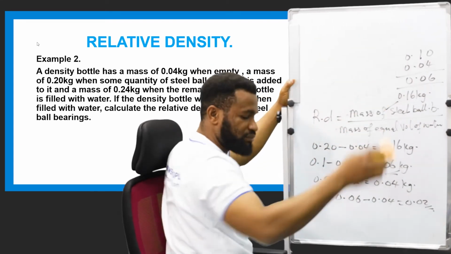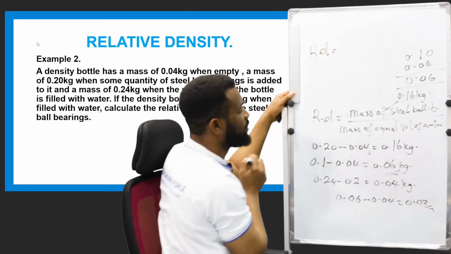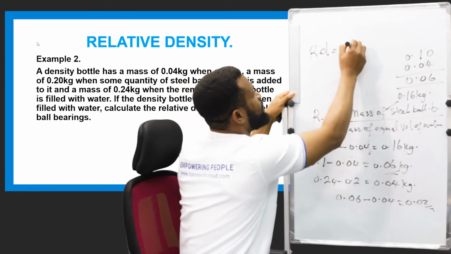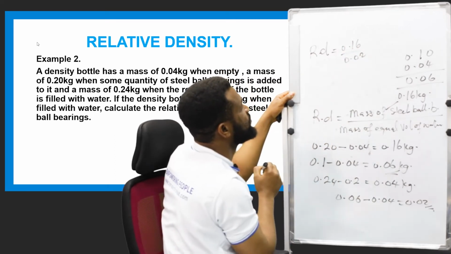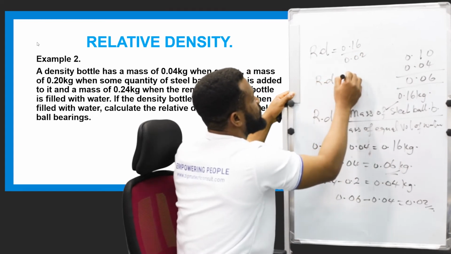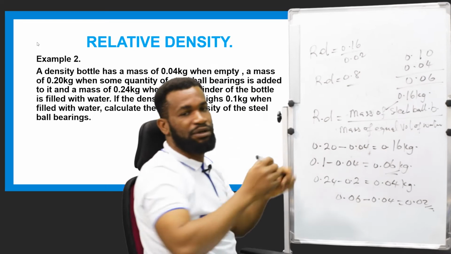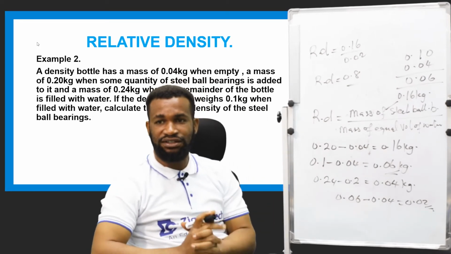So if these are all taken care of, we are now going to say that the relative density of this is going to be 0.16 all over 0.02, and then that is going to be 0.8. And remember that relative density does not have a unit, and that is the answer.